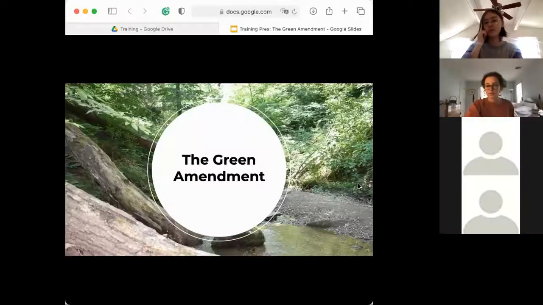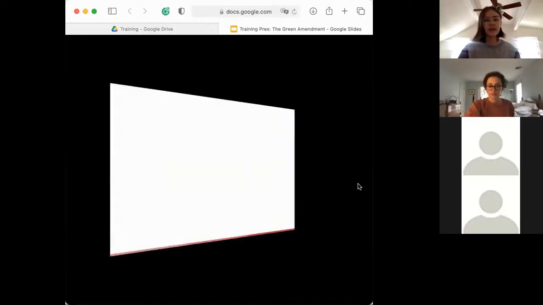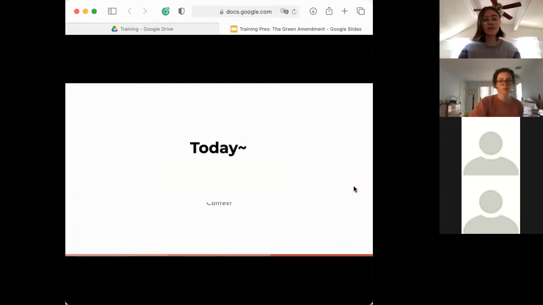Here's our general Green Amendments training. Today we're basically just going to start with context. So why are we giving this training? Why does it matter? We're going to talk about the problems in New Jersey that we briefed in that intro presentation we have, and go more into specific examples.